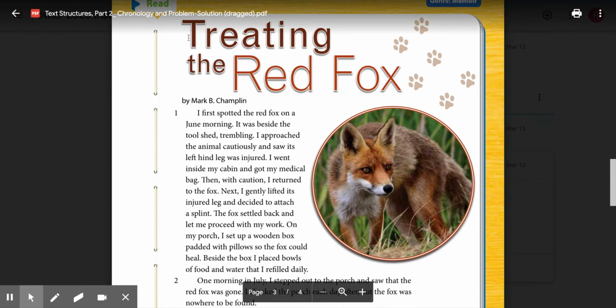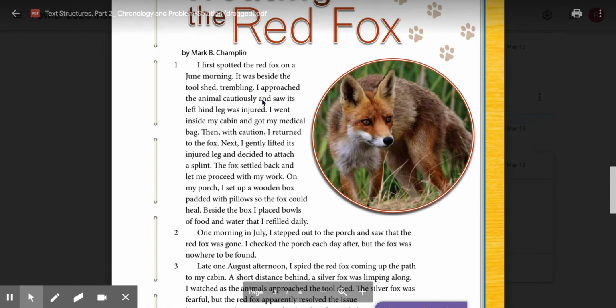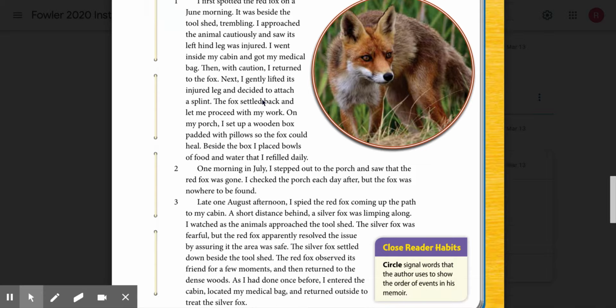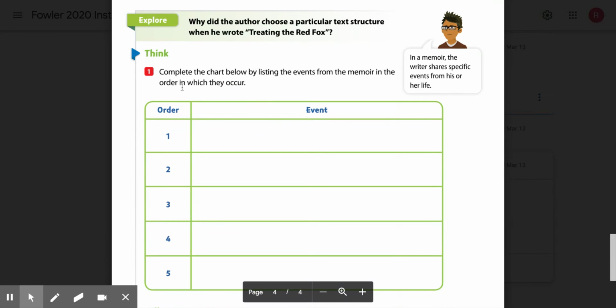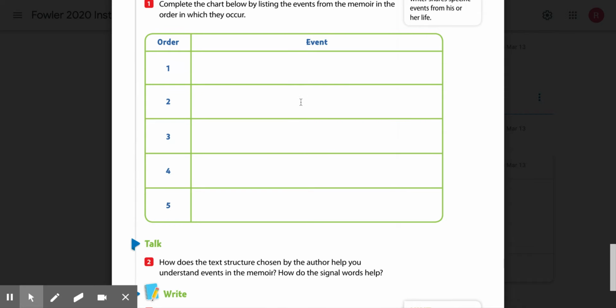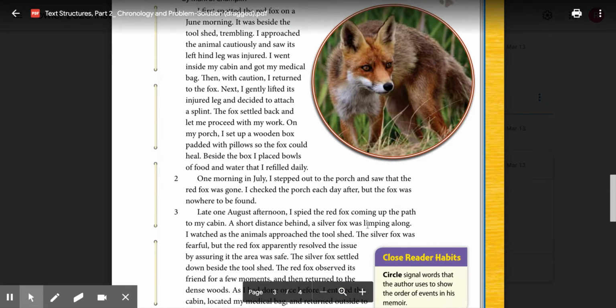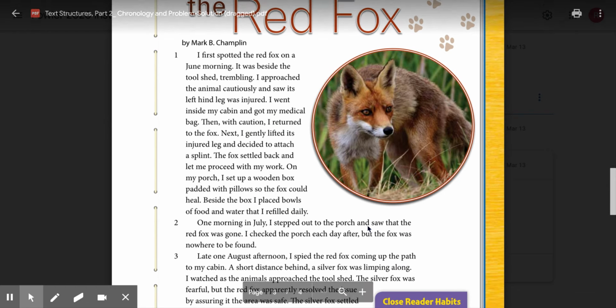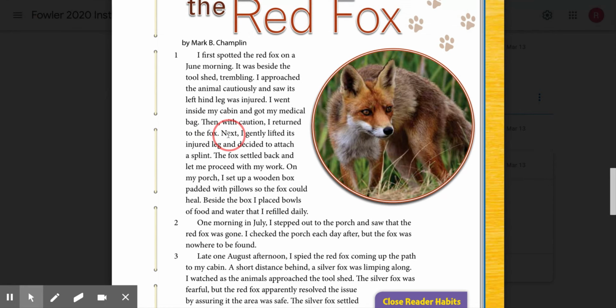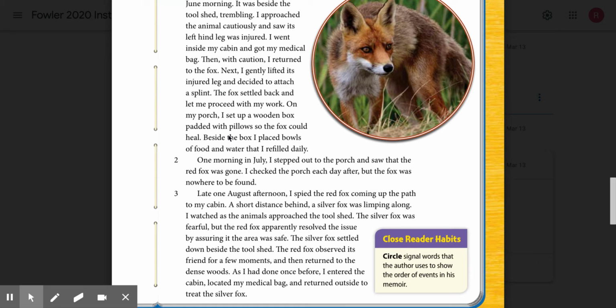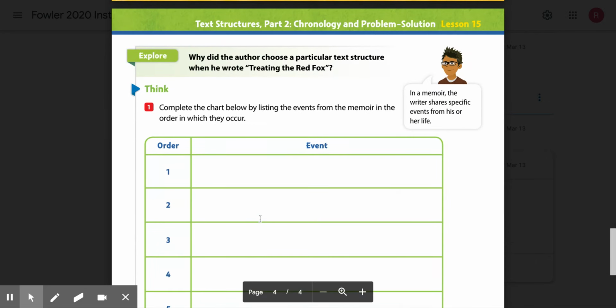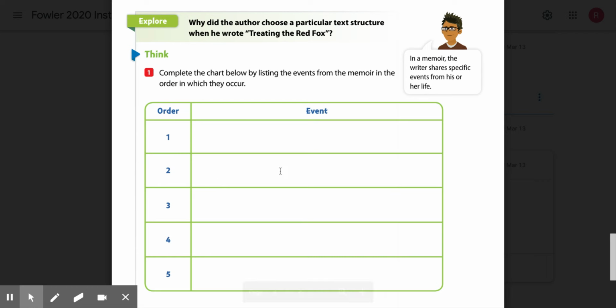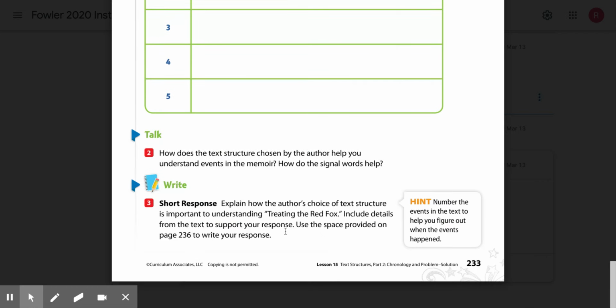Then you're going to read this passage to yourself, treating the red fox. If you need help, you can have somebody read it with you or read it out loud to you. You're going to read that, and then complete the chart by listing the events in order. So read that passage, and then what was the first thing they said about the red fox? The second, the third, the fourth, the fifth. What events were going on? Notice I can just look by glancing here. I see the word first, the word then, the word next, and these are all telling me that this is a chronological passage. First this happens, then this happens, and then this, and keep going.